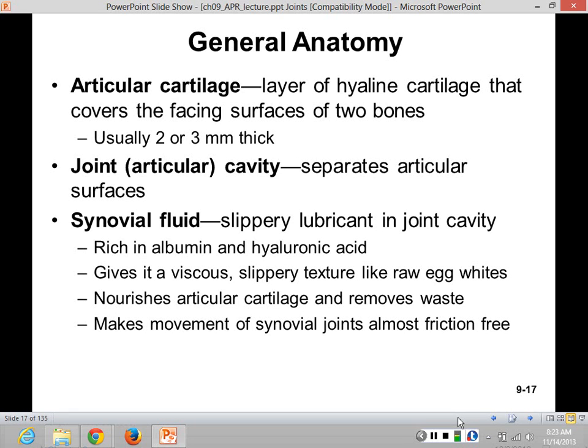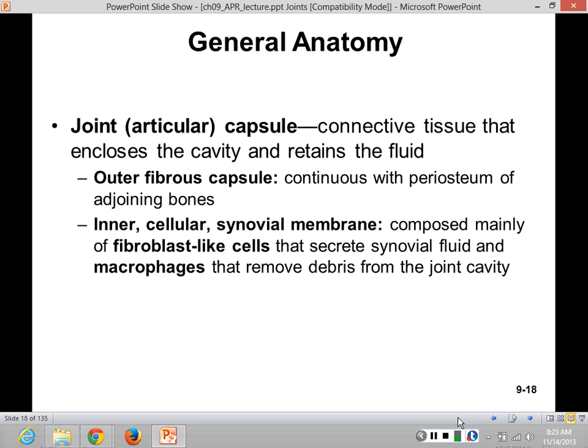Synovial fluid is a lubricant. Albumin, which is the white part of the egg, and hyaluronic acid. And it nourishes your what? Your articular cartilage. So it provides oxygen, nutrients, things of that sort, when you take compression off the joints. And of course, when you put compression on the joints by doing weight-bearing exercises, it's going to remove what? Waste and other what? Debris from what? The joints.